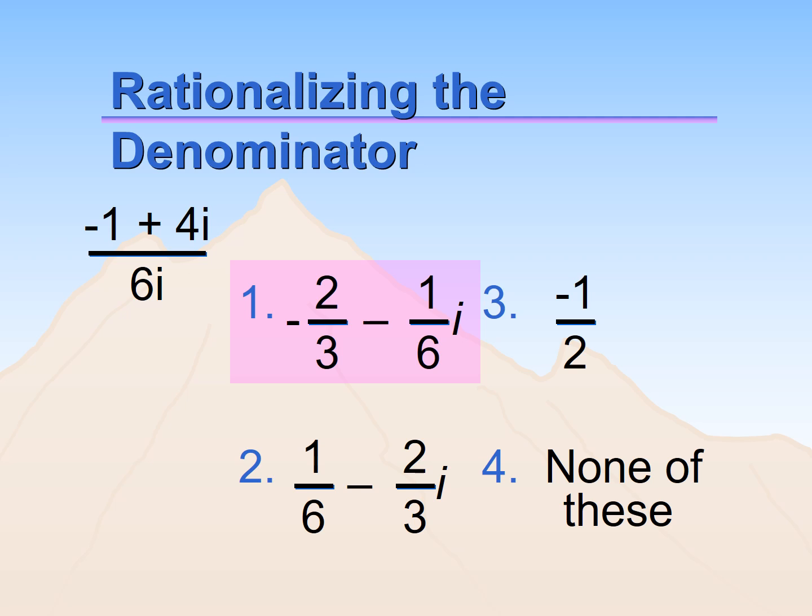Now, we would distribute the denominator to the real number and the imaginary number. So we would have negative 1i divided by negative 6. So that's where we get the negative 1/6 i. And then we would have negative 4 divided by negative 6, which is where we get the negative 2/3, because 4 over 6 reduces to 2 over 3.